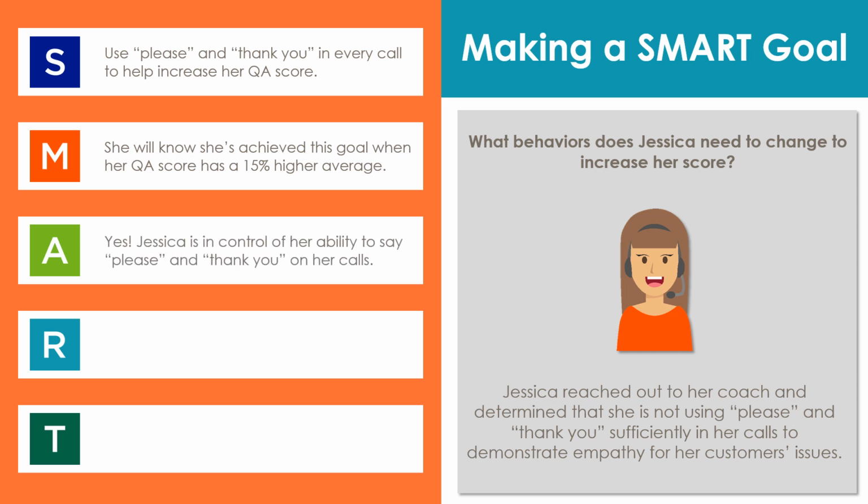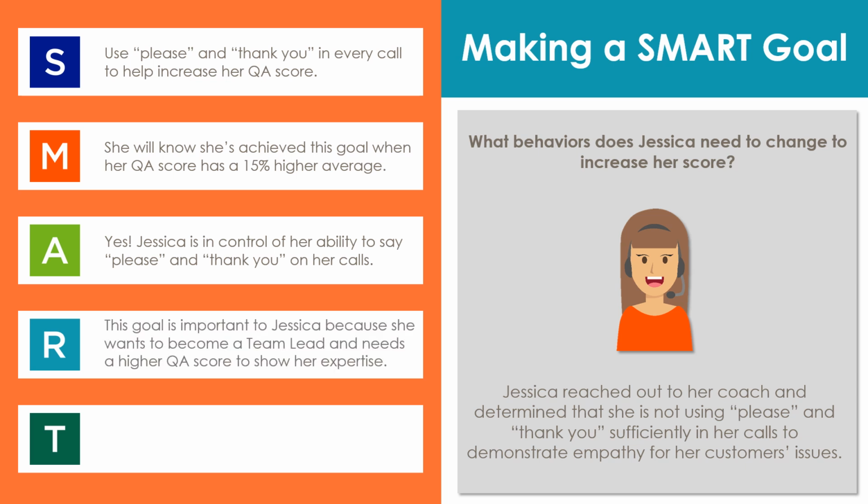Attainable. Yes, Jessica is in control of her ability to say please and thank you on her calls. Relevant. This goal is important to Jessica because she wants to become a team lead and needs a higher QA score to show her expertise. Timely. Jessica wants to have this goal completed by the end of the month.